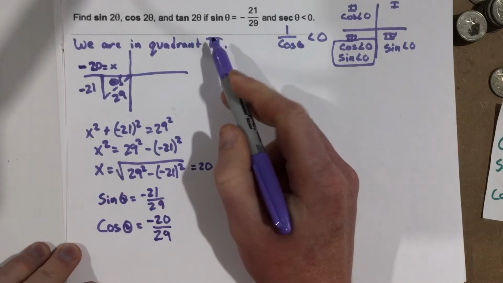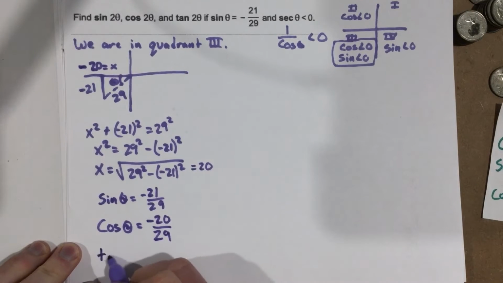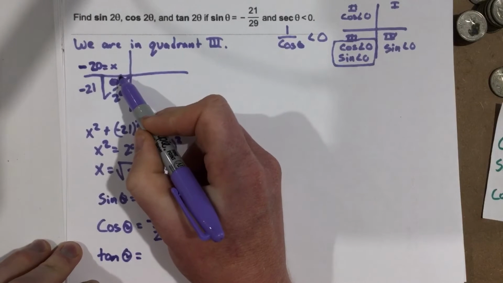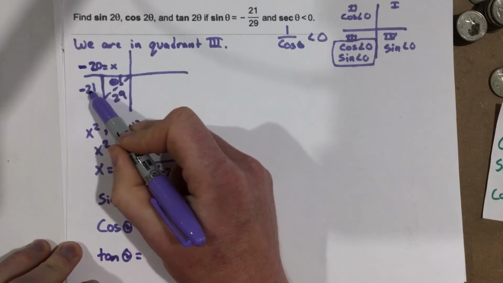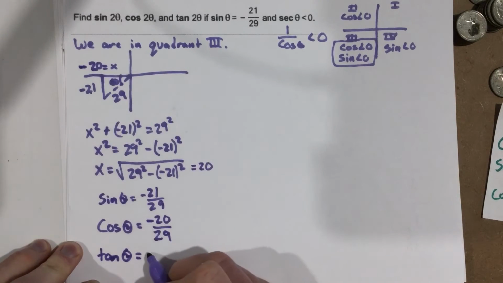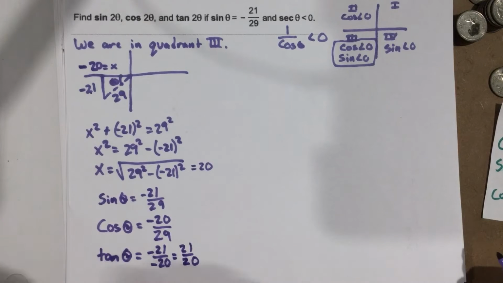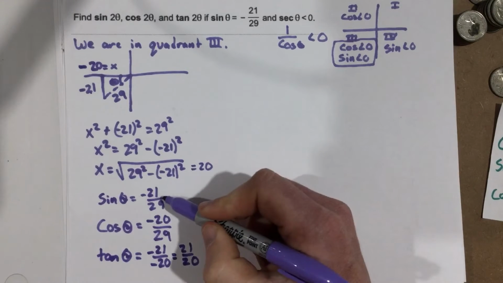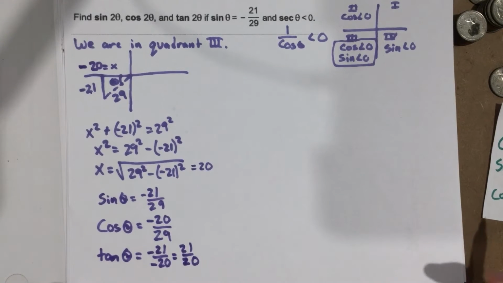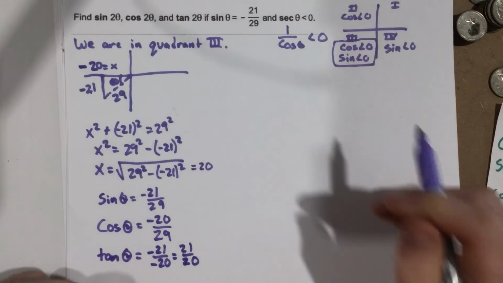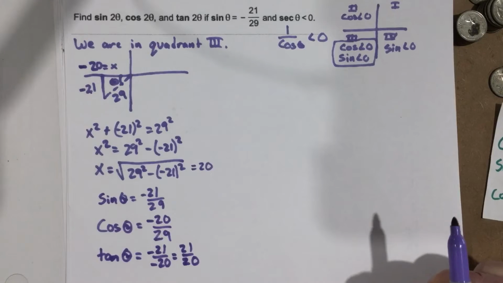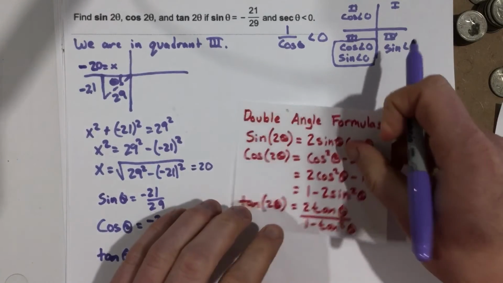And then we can find tangent theta. And tangent theta is negative 21, opposite, over the adjacent. So negative 21 over negative 20, which is 21 over 20. So now we know our three ratios for those functions. We can start to use the double angle formulas. So let's pull those out and use them.